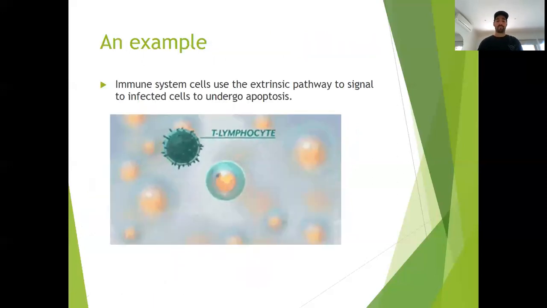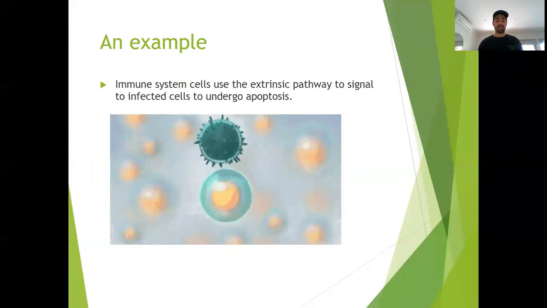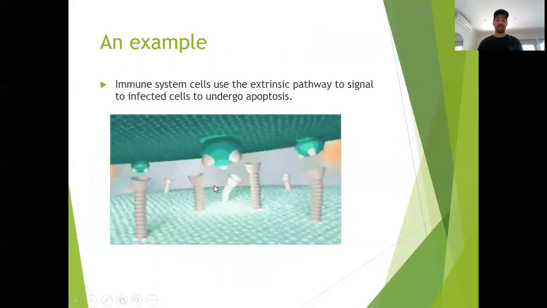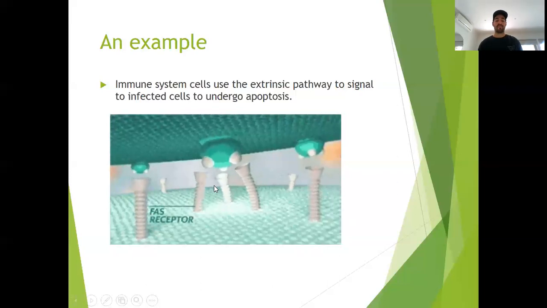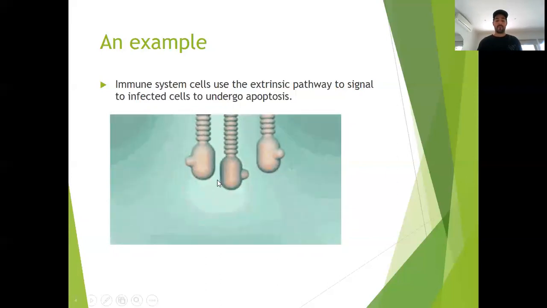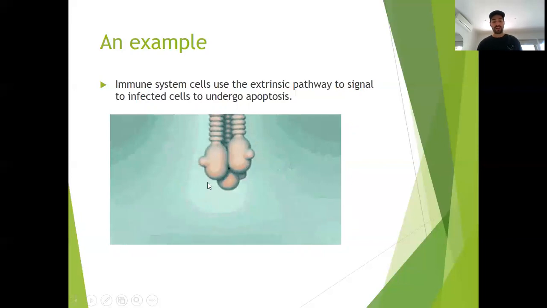This is used a lot by the immune system. You can see in this GIF, here's an immune system cell. It's got the Fas ligand, which binds to these Fas receptors. And that immune system cell is saying to this cell, hey, you need to commit apoptosis and destroy yourself. So again, there's our binding of the Fas ligand. That causes a secondary messenger or a chain reaction. So here we've got our FADD protein.